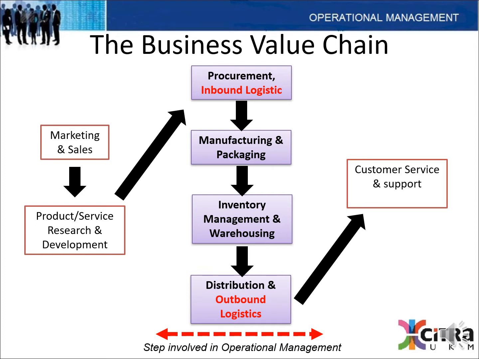And then we go to the procurement, whereby you take into account the inbound logistics. After that, you need to think how to manufacture and how to package your product. Next, you also need the inventory management and the warehousing: where the product will be produced, and what kind of premises you need in order to give a good quality product.